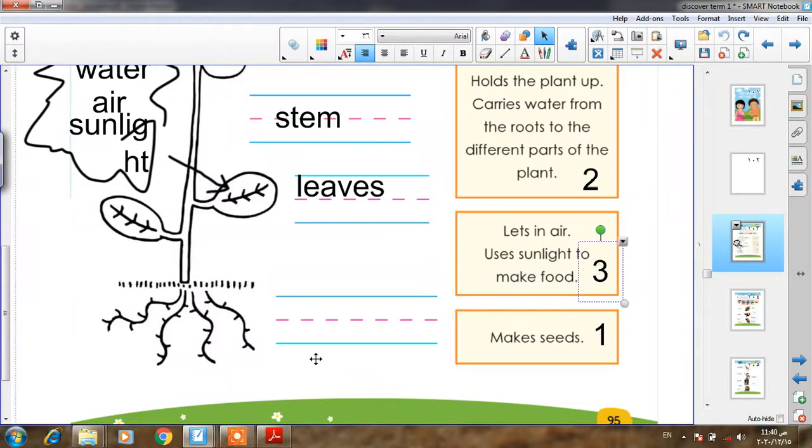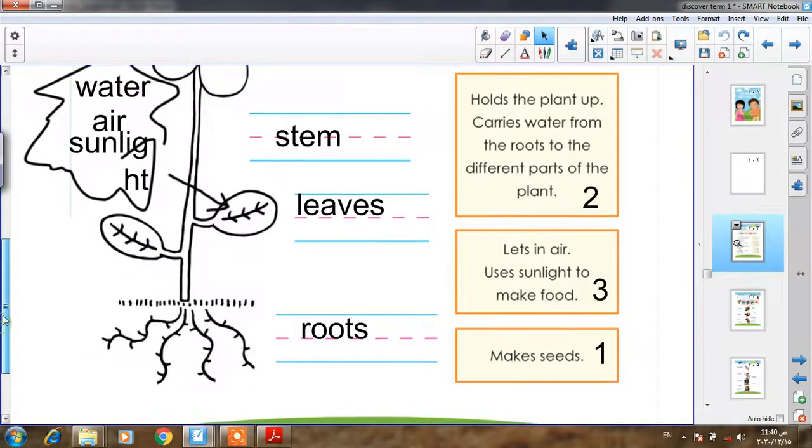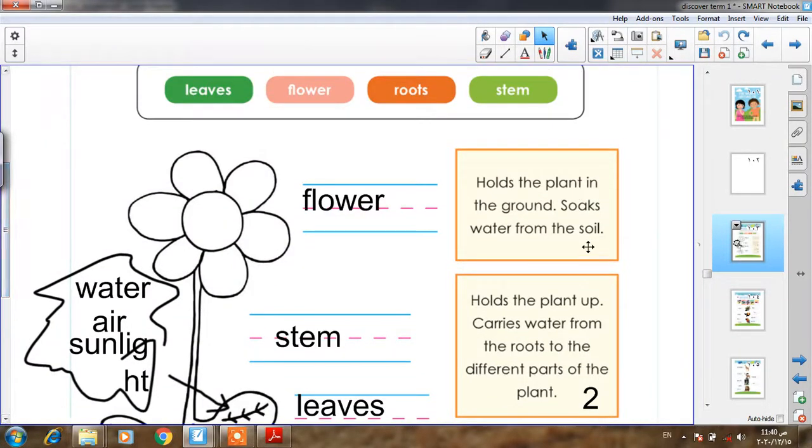Okay? The last thing is the roots. What is the function of the roots? It holds the plant in the ground and soaks up the water from the soil. Hold the plant in the ground. What holds it? The root. So the root holds the plant in the ground and soaks up the water from the soil.